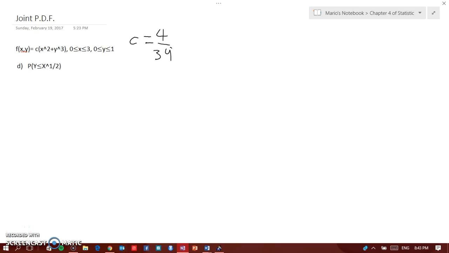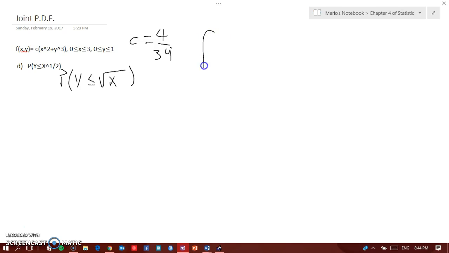Hi guys, so here again we have the same joint PDF, but we have to find the probability that y is less than or equal to x to the power of 1/2, which we can say is the probability that y is less than the square root of x. Now, let's do that again. That 4/39, which you see, is a constant, so I'm not going to type it out until the end.